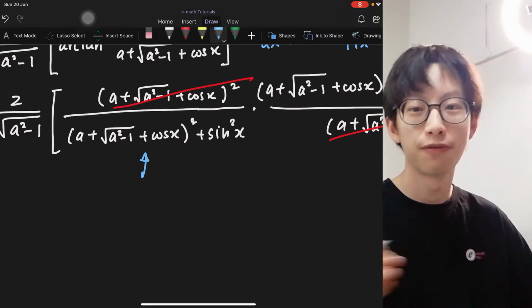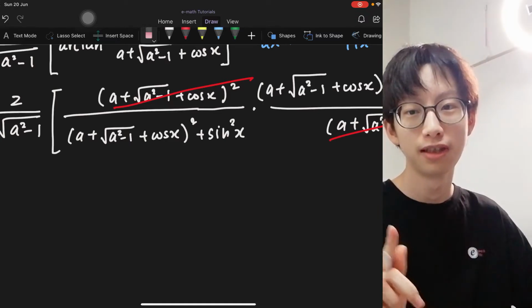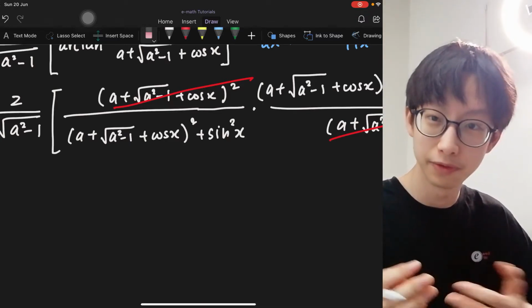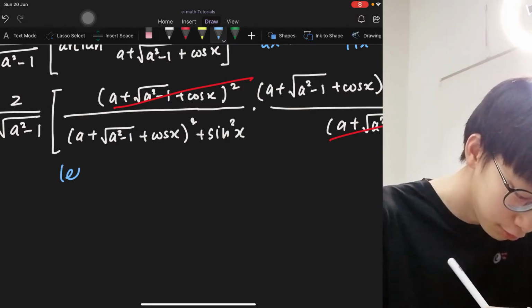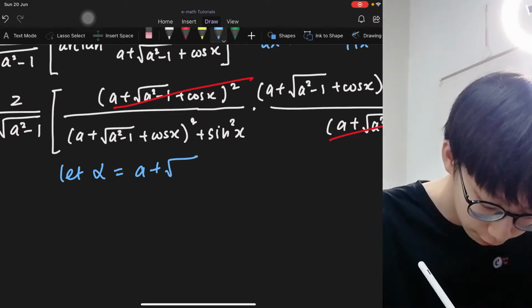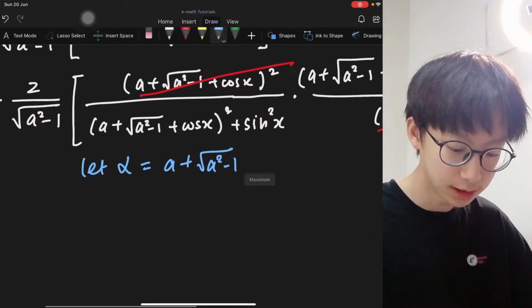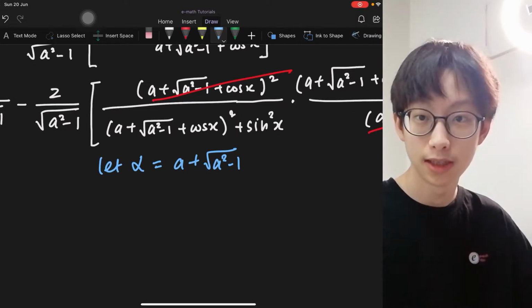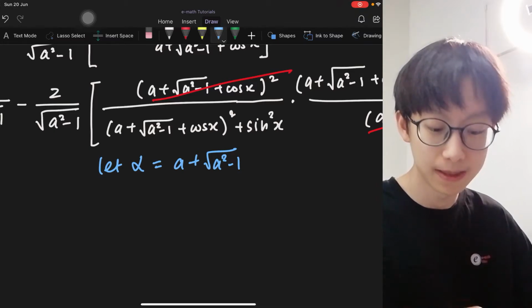We'll end up having a lot of terms. So I think I will do a substitution, which is not necessary. If you want to do without this substitution also can. But just to make my life easier, I will do a simple substitution. Let maybe alpha be a plus square root of a squared minus 1. The reason why I do this is because I want to collect all the a's together, and also to make my life easier when I expand this bracket.